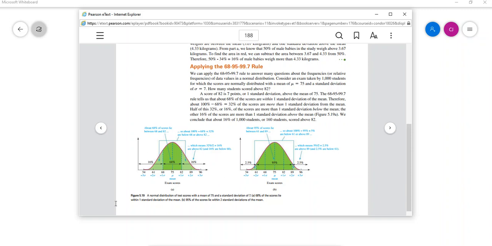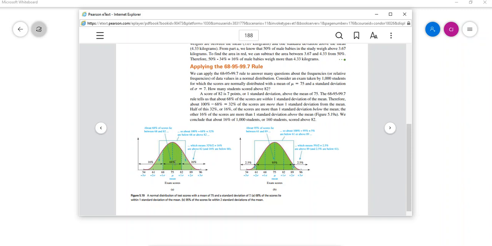Now, if we go on the left side, those are the subtractions. 75 minus 7 is 68. And then minus 7 again is 61. And then minus 7 again. So what we're doing is we're going 3 additions to the right, 3 subtractions to the left, right? So then we can talk about the exam scores.